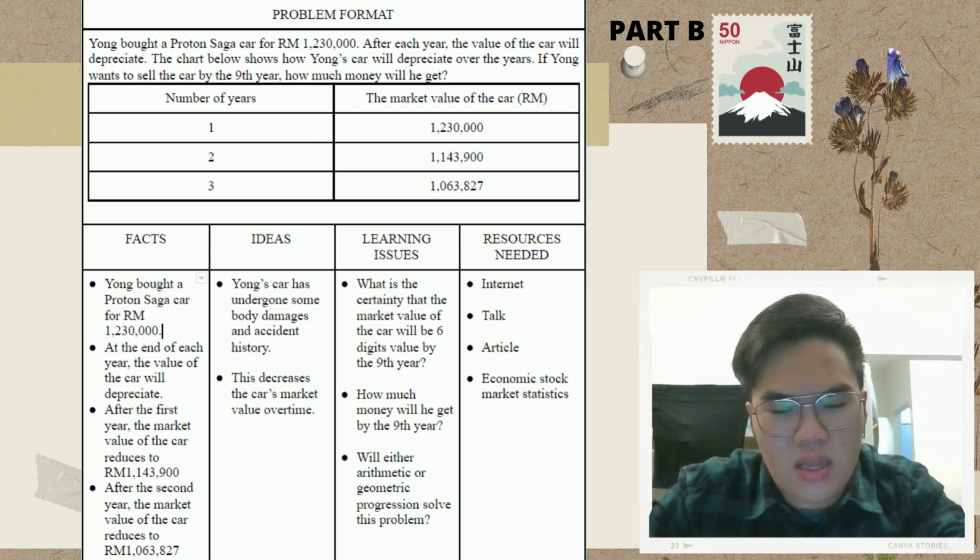Will either arithmetic or geometric progression solve this problem? Resources we need are the internet, talks, articles, and economic stock market statistics.